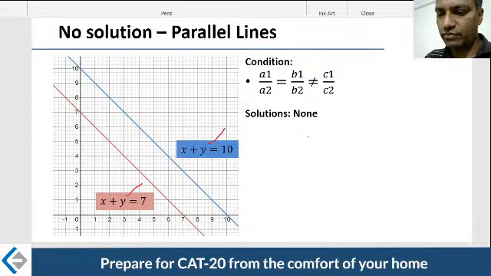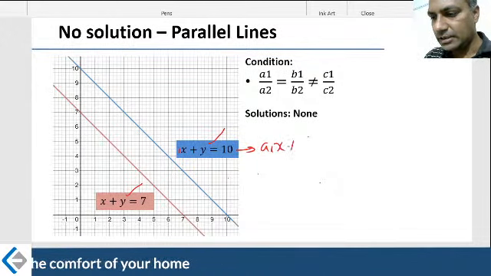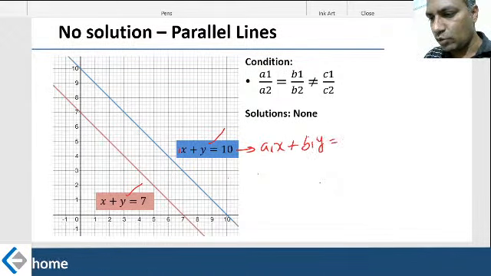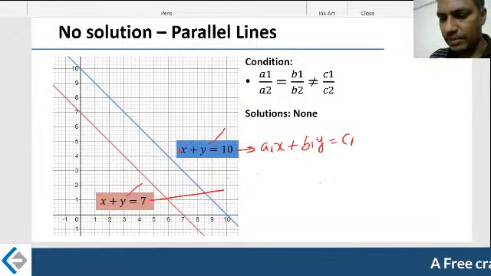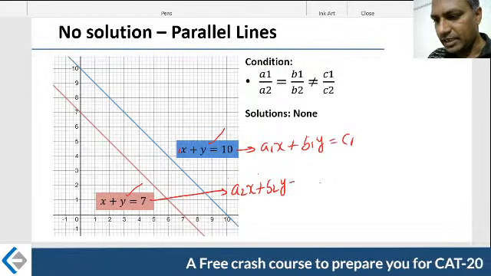What is the coefficient of the first one? Let me call it of the nature a1x plus b1y is equal to c1 respectively. Similarly, let me call this particular line a2x plus b2y is equal to c2.